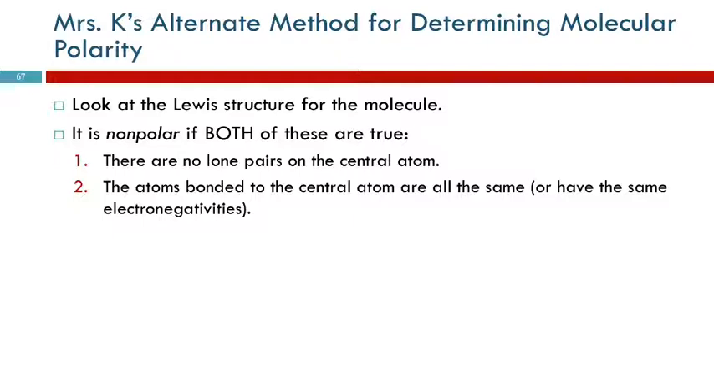Look at the Lewis structure. It will be nonpolar if both of these things are true. There's no lone pairs on the central atom, and the atoms bonded to the central atom are all the same, or have the same electronegativities. So this is much easier to remember, and it works really well. Does it work every single time? No, but it's plenty good enough for Chem 3A.